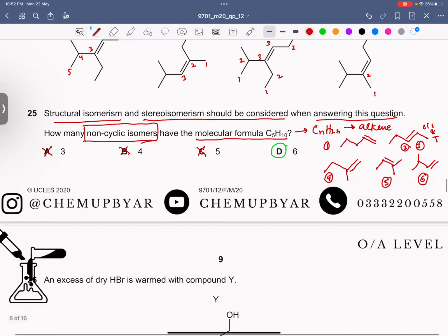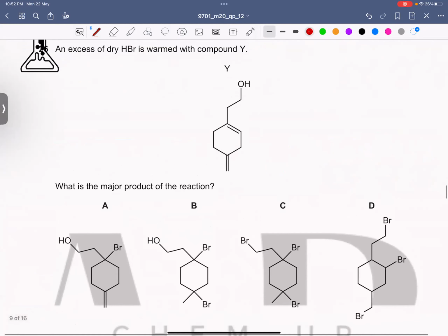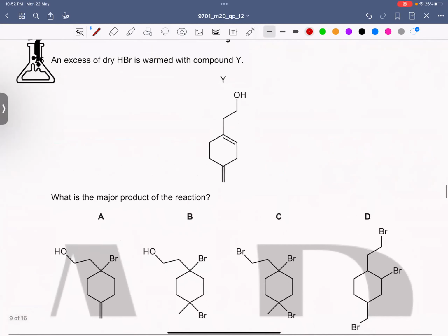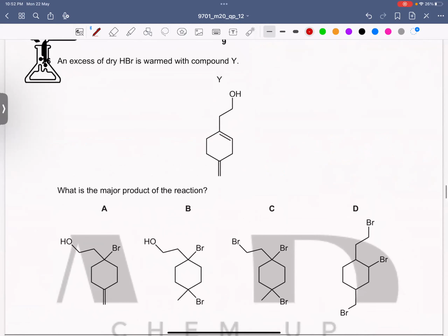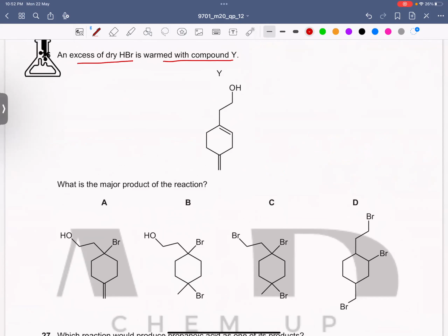Now, question number 26. Okay. An excess of dry HBr is reacted with compound Y. HBr and excess. So, if you recall this reaction, HBr reacts with an alkene and HBr also reacts with an alcohol as well. So what would happen?